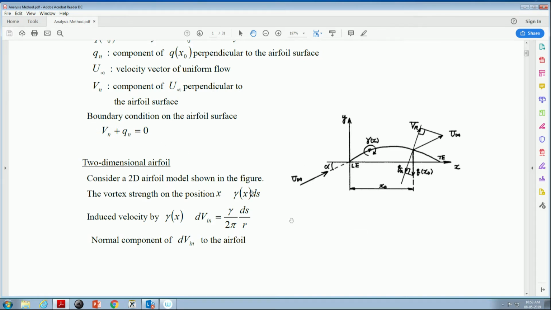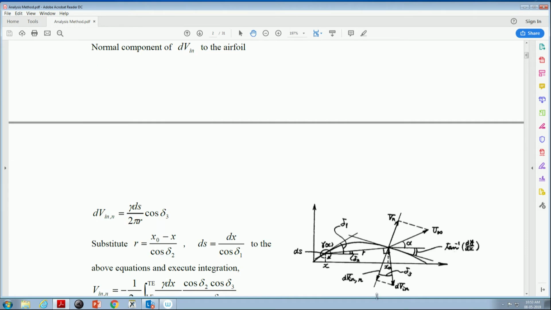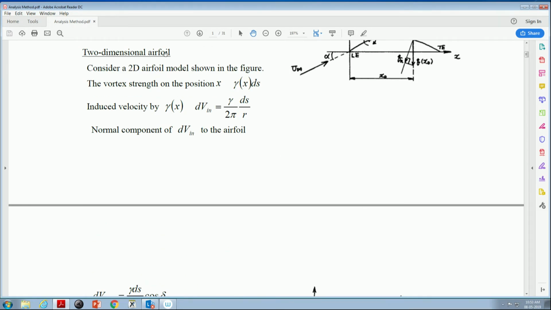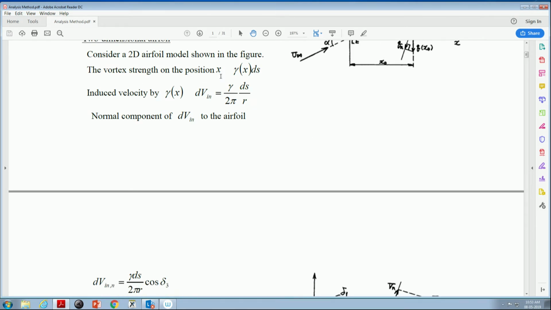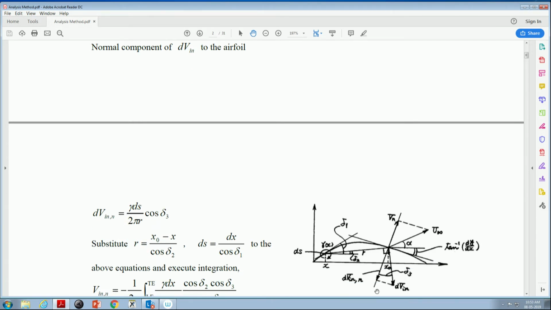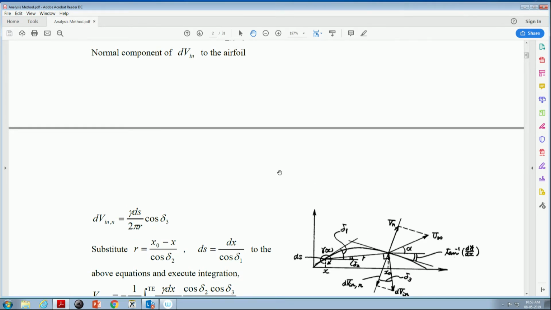It's non-permeable. And we use this kind of model, a two-dimensional airfoil. We consider only the two-dimensional airfoil model as shown in this figure. The vortex strength at position x is gamma x ds, and the induced velocity is shown here. Vn is the component of U infinity, but dVin is the induced velocity component here.